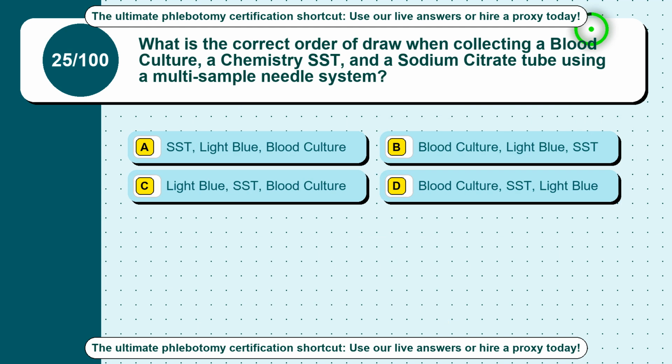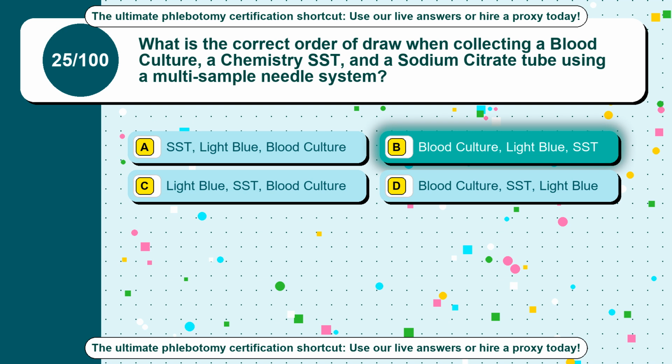Question 25. What is the correct order of draw when collecting a blood culture, a chemistry SST, and a sodium citrate tube using a multisample needle system? Option A, SST, light blue, blood culture. Option B, blood culture, light blue, SST. Option C, light blue, SST, blood culture. Option D, blood culture, SST, light blue.